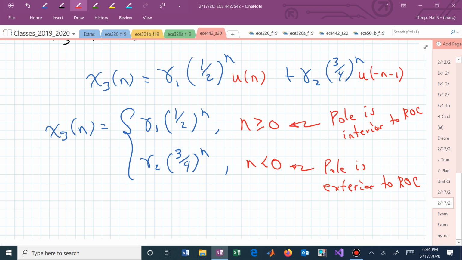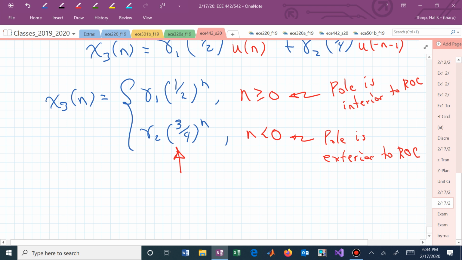That looks good. What about 3/4? 3/4 to the minus 1, 3/4 to the minus 2, 3/4 to the minus 3. That's going unbounded, isn't it? Because it's really 4/3 to the first, 4/3 squared, 4/3 cubed. It's going unbounded. This bad boy is unbounded, and that destroys everything.